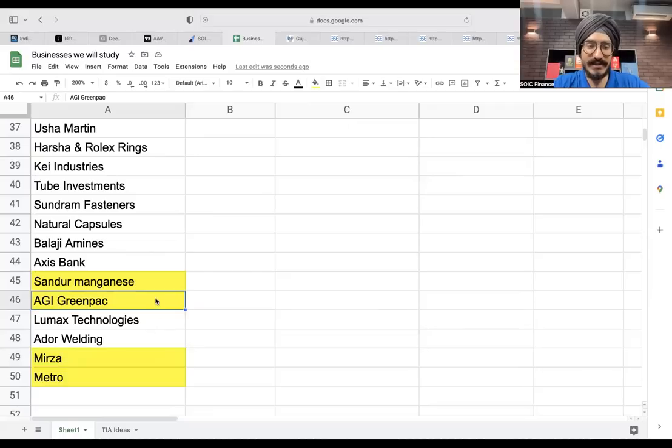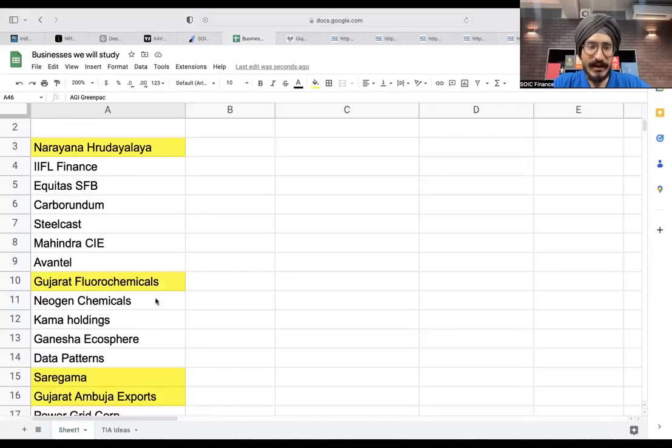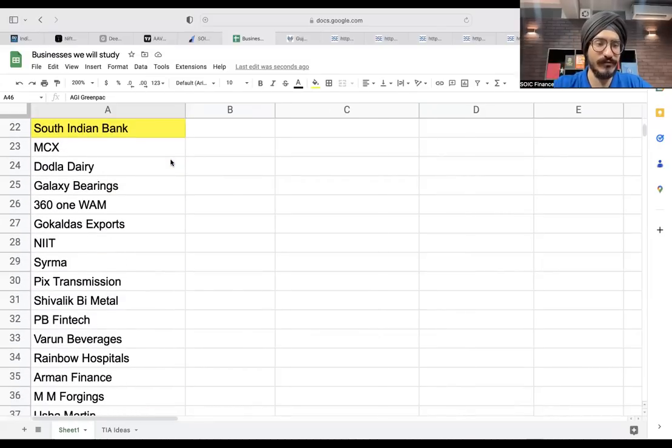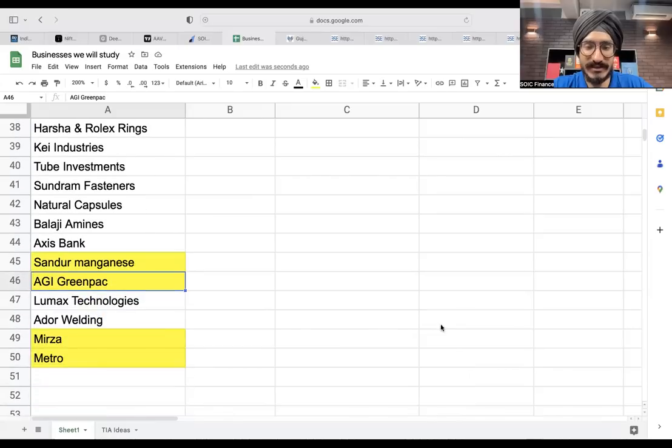So what is in the homework? Sandur Manganese, AGI Greenpac and Narayana Hrudayalaya. These are the three businesses we'll study as part of our homework, right? Which three businesses are they? Everyone, answer in the comment section again.